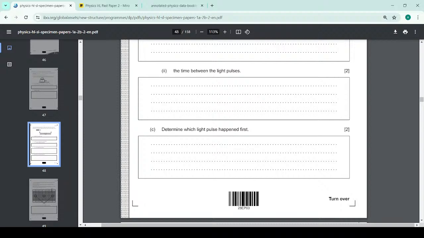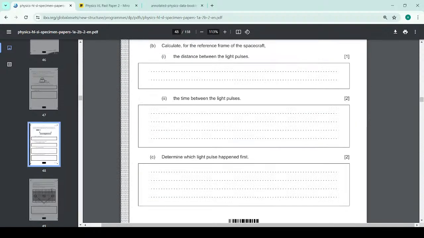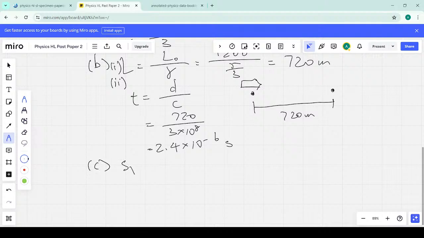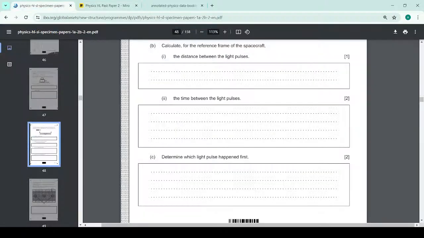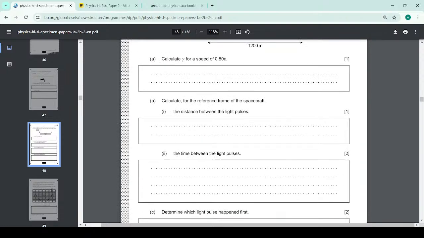Right. Determine which light pulse happened first. Do they want a space-time diagram for this? Okay. So one way to do C would be to draw a space-time diagram. The other way, you can just use Lorentz transformations. I'll do Lorentz first. Using Lorentz transformations, determine which light pulse happened first. It should be when it's emitted.